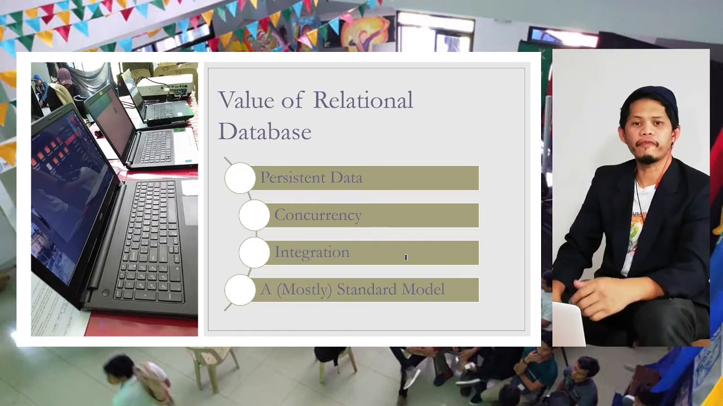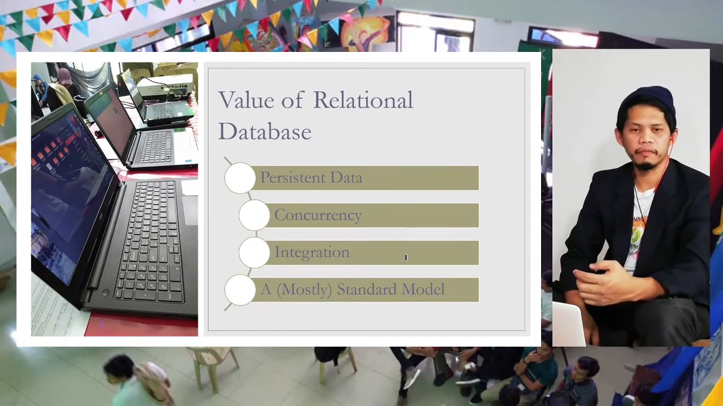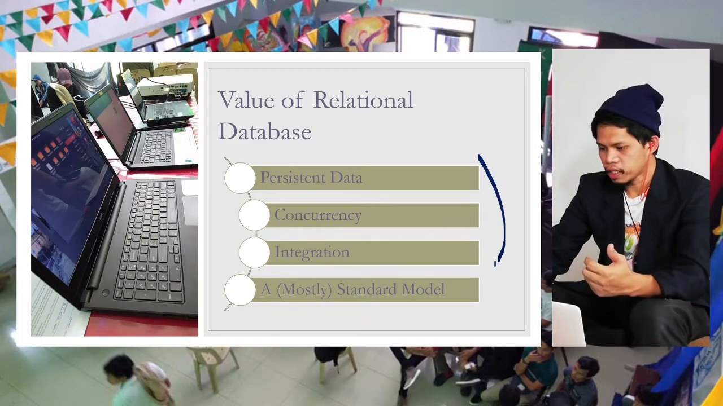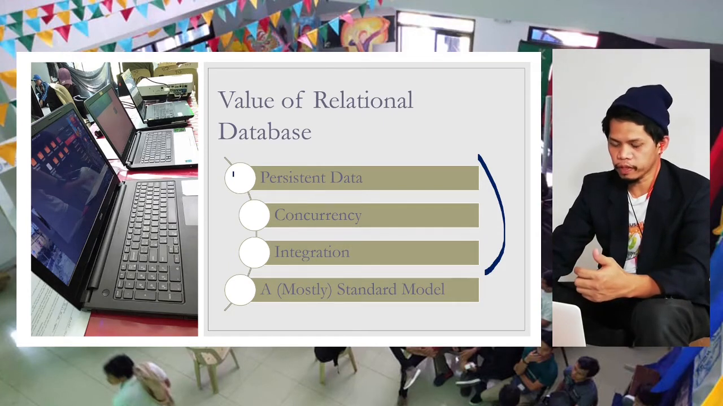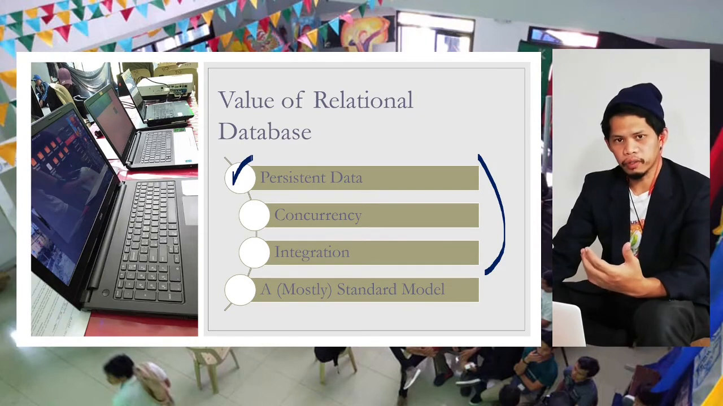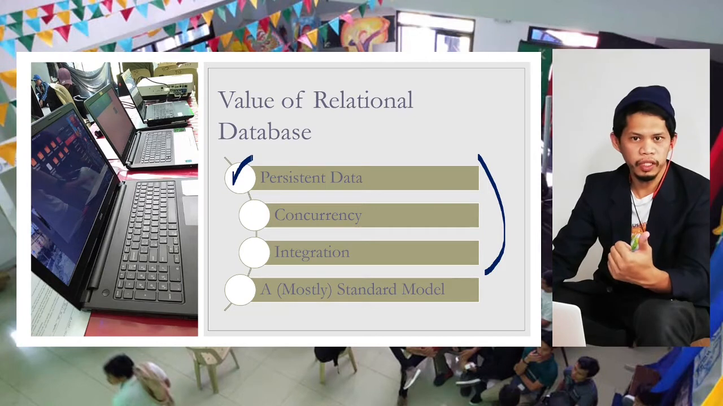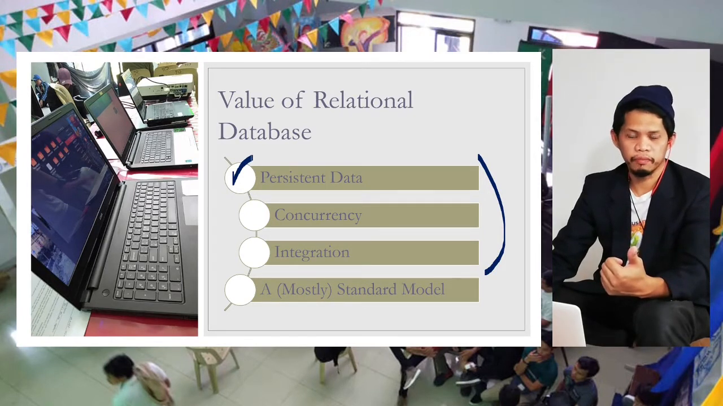Let us now define the value of a relational database in software development. The first three here are common to all types of DBMS. Let's begin with the first, persistent data. Most computer architecture have the notion of two areas of memory. First is yung tinatawag na main memory, or fast but volatile. Ibig sabihin, mabilis siya pero pag namatay yung program mo, mawawala din siya, temporary lang.